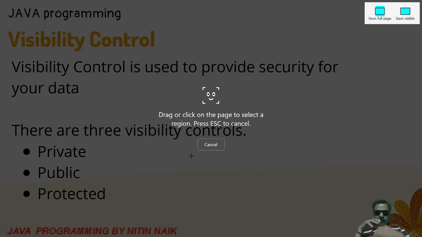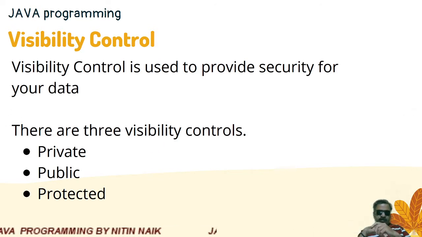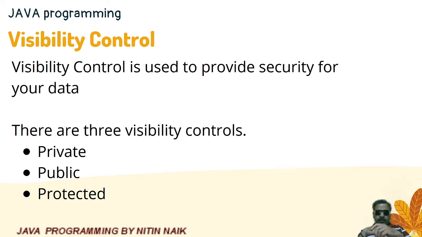In last lecture we have seen what is class, what is object, and how to process the methods which are present in class by using object of that class. In that particular lecture we have also introduced how to use two classes in the same program. Now next topic is visibility control.